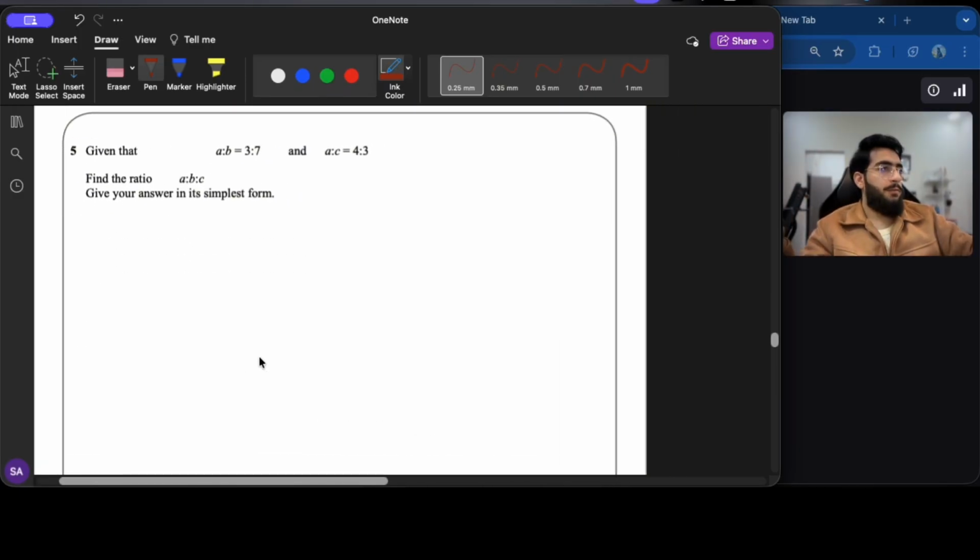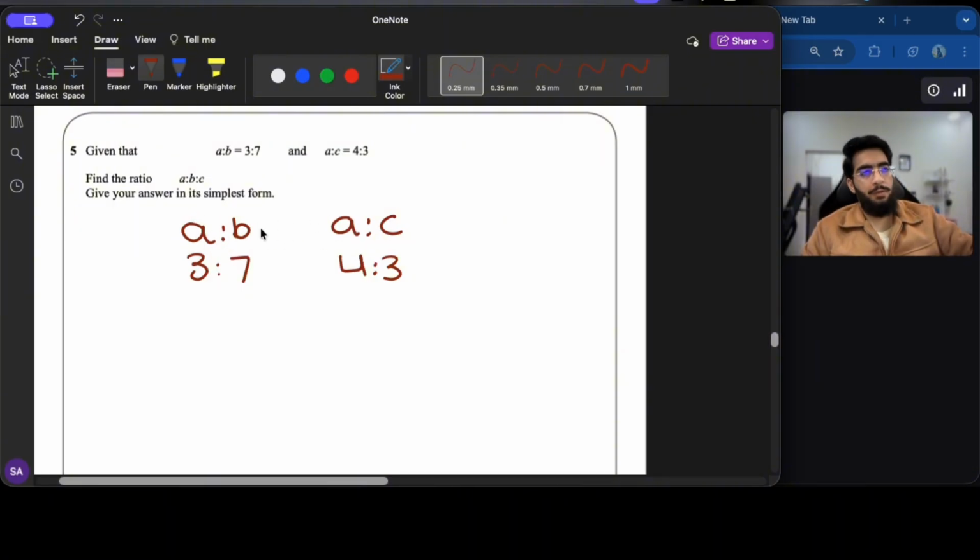Okay, again, a very similar type of question. We are given A ratio B, which is 3 ratio 7, and we are given A ratio C, which is 4 ratio 3. Now, we can see this time we have A values the same, like A alphabets the same in both ratios, and we have to make a relation between them. In order to do that, we have to make sure the A values are the same.